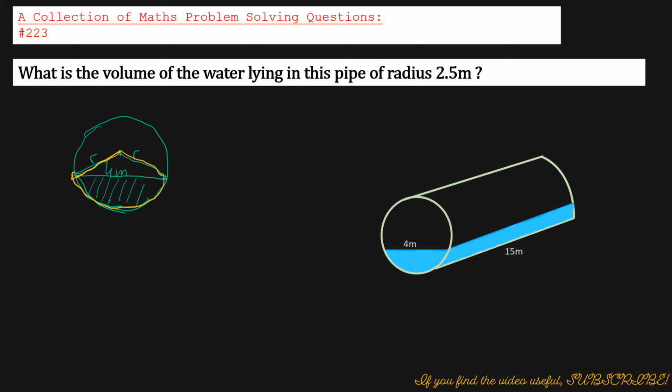And this is the triangle. So sector minus the triangle, we have to find the area of the segment. So this part is what we have to find. That's the water. That would give us the cross-sectional area of the water. Then we'll multiply it with 15 to get the answer. That's the whole point. Let me draw it one more time here so that I know what I'm doing.